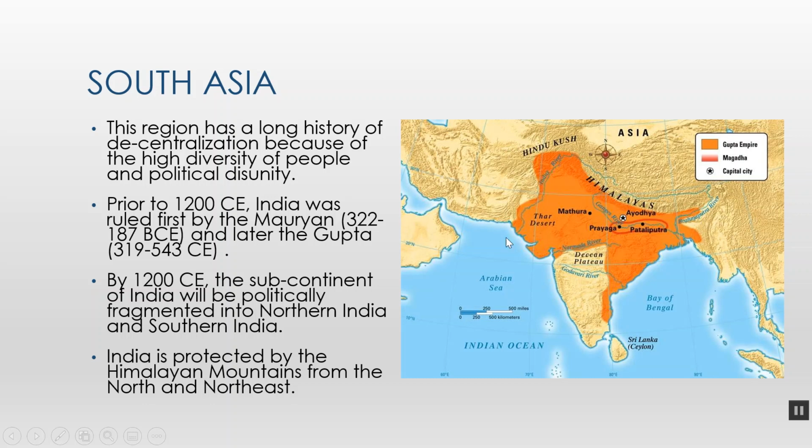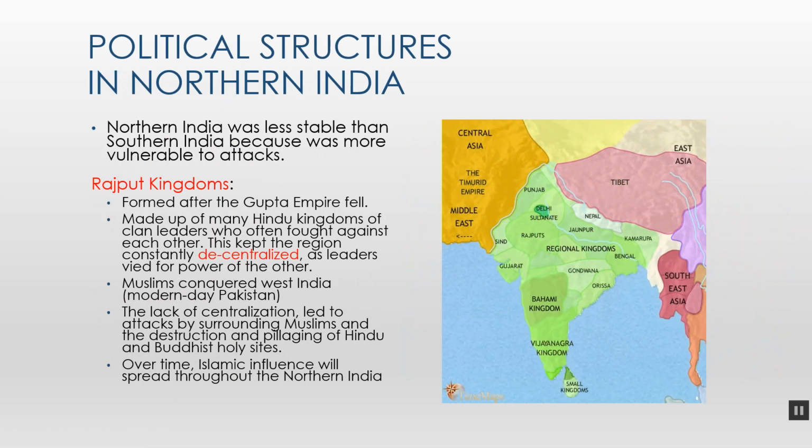However, they will get attacked from this area, and they have high exposure because the Silk Road is right here just above them. So northern India is going to get a lot of interaction with other people, as we'll discuss. So let's talk about northern India. It's less stable than southern India because they were more vulnerable to attacks. As I said, they had more interaction with people and as a result, more conflict.